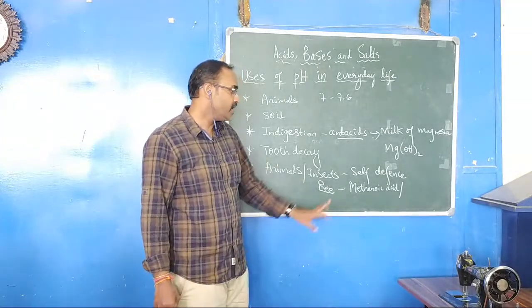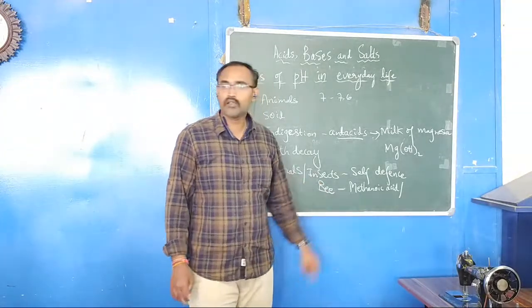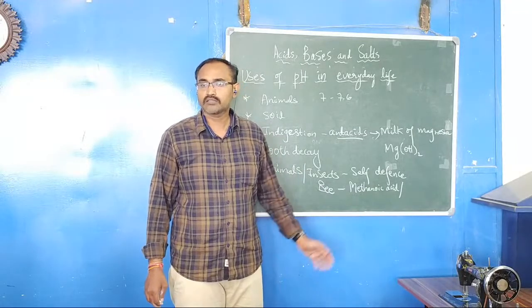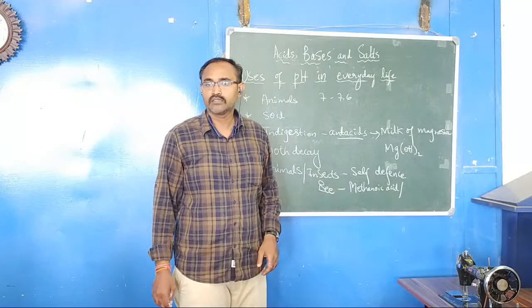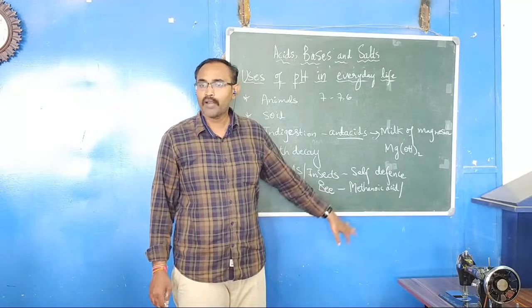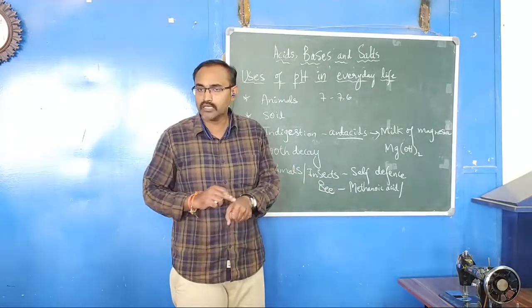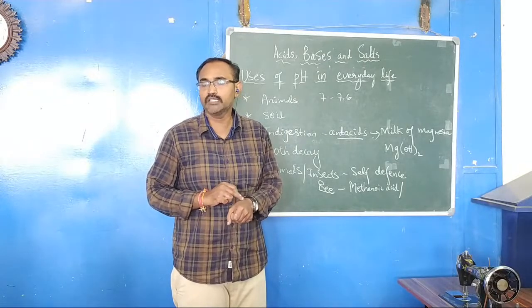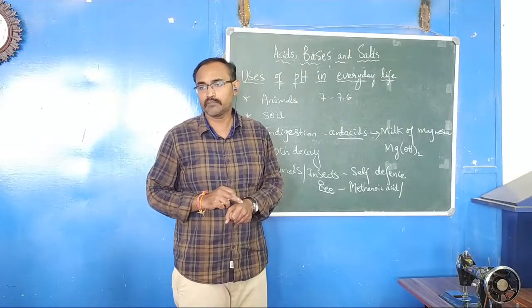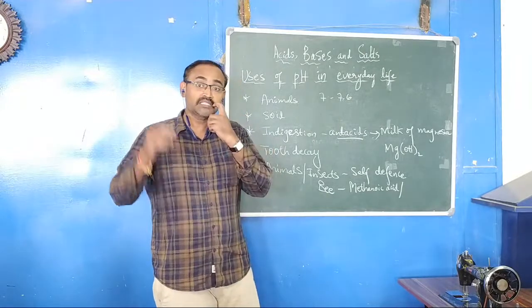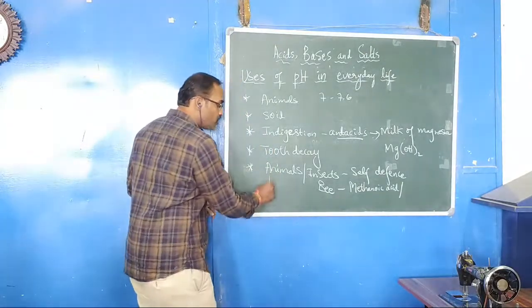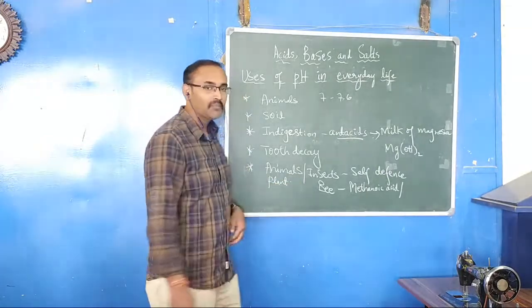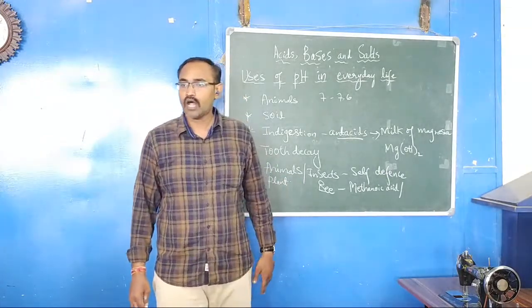So the bee uses methanoic acid, which is also called formic acid. By applying the base on the region where it is bitten, you can get relief from it. And even some plants also use this acid.